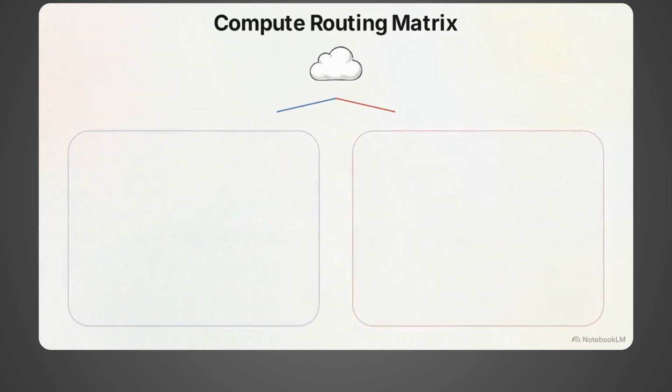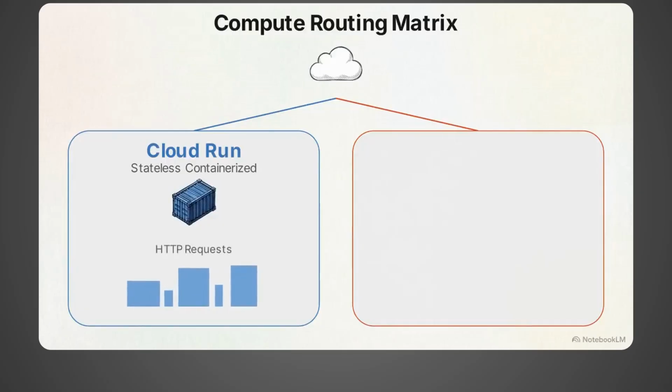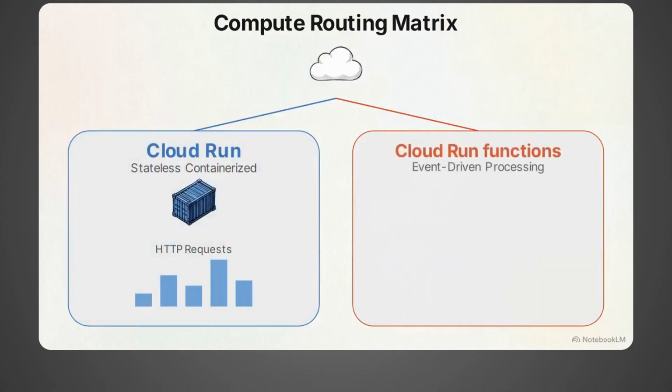The first branch of our decision matrix defines the baseline for compute workloads. For broad, stateless, containerized applications that need to handle web traffic, Cloud Run serves as the primary vehicle. It scales HTTP requests effectively and supports any language. This compute routing matrix shows the divergence. On the left, we have standard containerized applications. On the right, we have a very specific execution profile, event-driven processing.